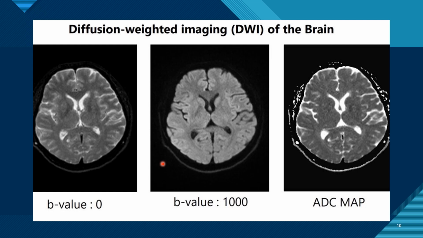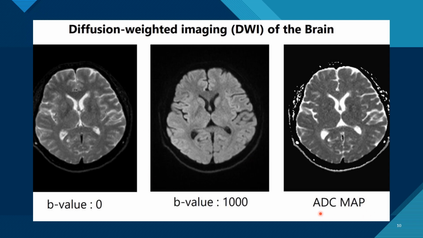So let's see an example of how the images appear. This is the diffusion weighted imaging of the brain in a normal pediatric patient. The B0 image, as we have previously discussed, does not contain any diffusion weighting. This means that it will appear closest to a T2 weighted image. The B1000 image will have high diffusion weighting with minimal T2 effects, thus it will appear like this.